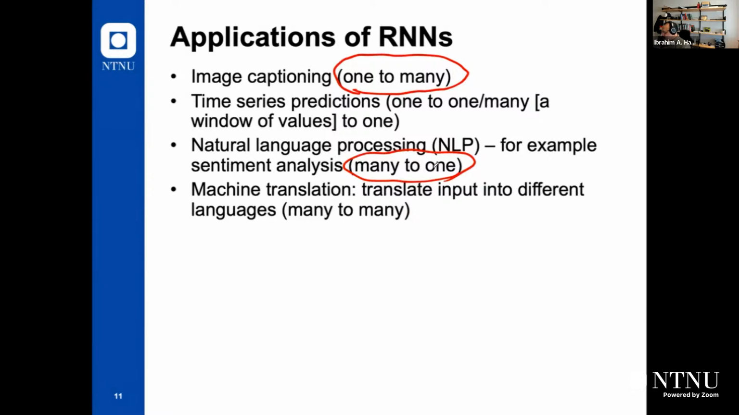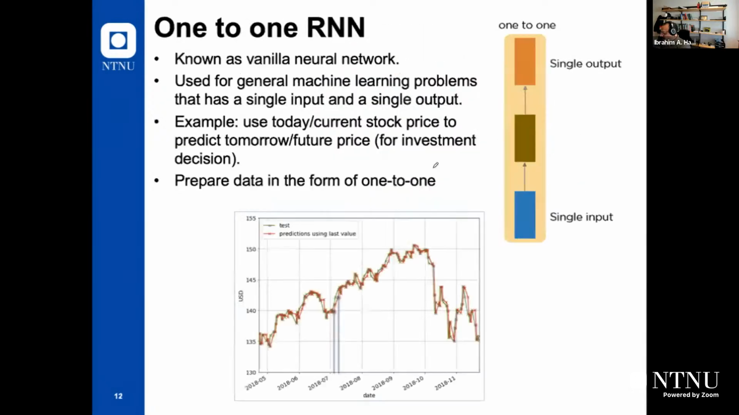In the case of machine translation, which is the most complex one, or text generation, we need to translate input between different languages. So it will be many-to-many. For example, I need to translate Chinese into English, correct? The input will be a sequence, and the output will be a sequence. So in this case, we call it many-to-many.